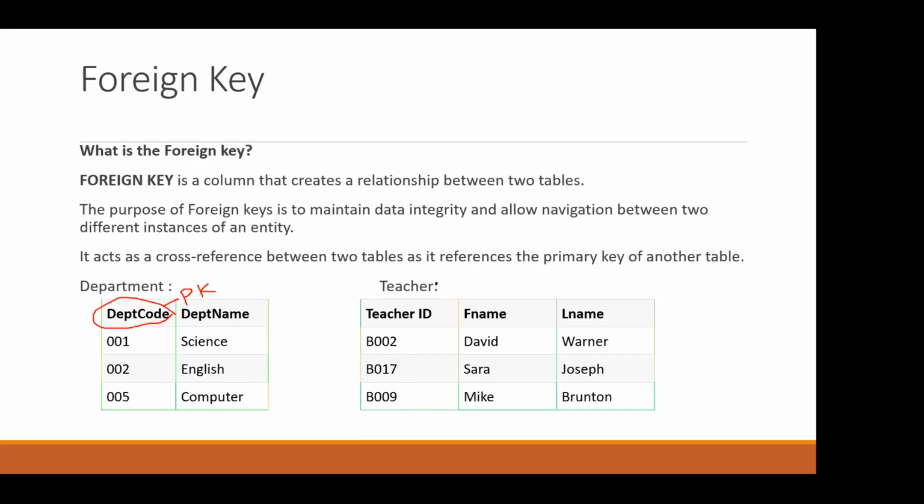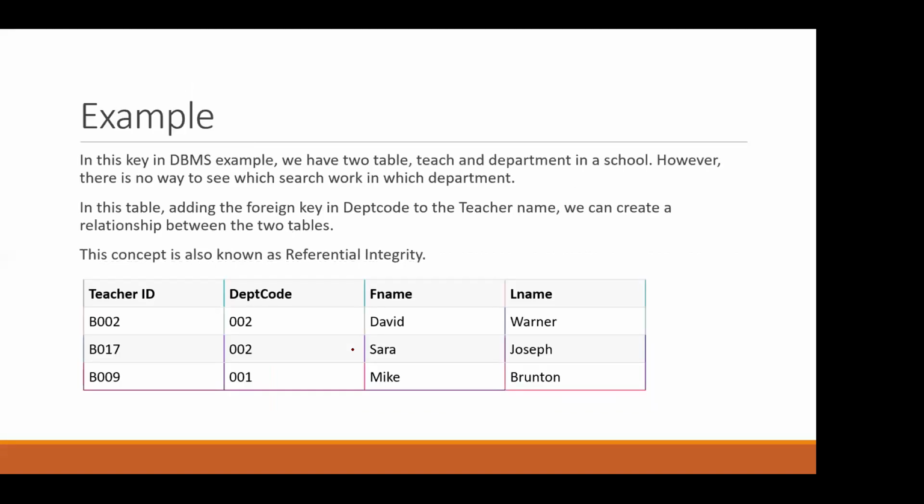Now I want to relate teacher and department. How can I relate these two tables? I am going to insert another column with a department code, because David and Sarah belong to the English department, and another one is dealing with computers or some other subject, the science department. So I am going to modify the teacher table like this. Here the second column name is department code.